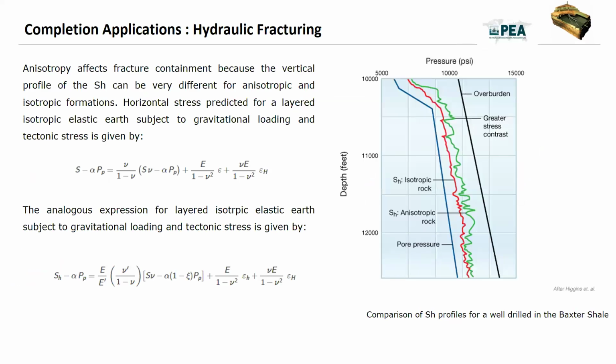Okay, so why is anisotropy important in shale gas reservoirs? As you see here in this comparison of the minimum horizontal stress profile for a well drilled in the Baxter shale, you can see the minimum horizontal stress estimated in the red line with the isotropic approach, and here estimated with anisotropic rock, and also you see here the pore pressure and the overburden pressure. So if we go through the isotropic approach, you see that the stress is very low compared to the stress estimated with anisotropic rock.